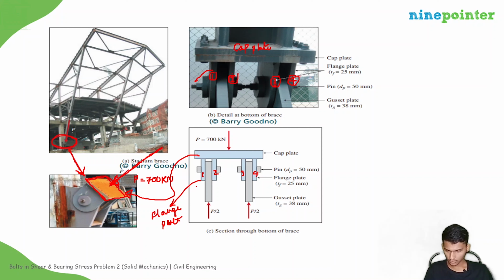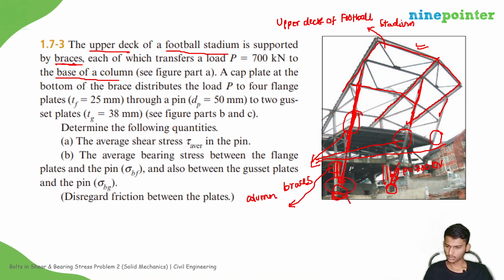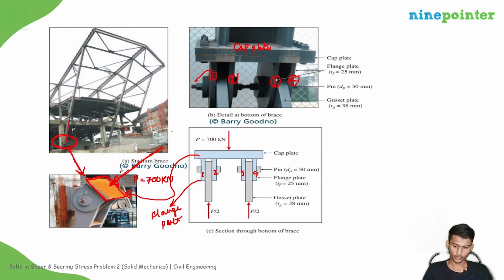The load goes from the cap plate to the four flange plates through a pin and two gusset plates. So where are the gusset plates? These are the gusset plates, 1, 2. These two are gusset plates. I think you understand the problem. So now let us solve the problem.